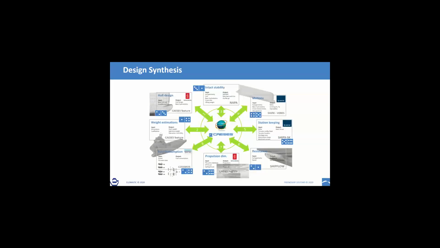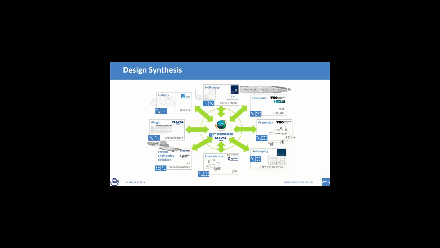And by this connection, as I said, we come to this design synthesis model where we involve all the necessary tools for a specific design task. And here is an example from Kongsberg about the optimization of a supply vessel. This will be something that we will share in a future webinar.